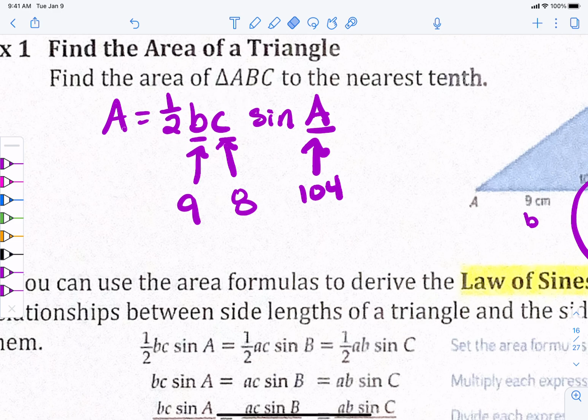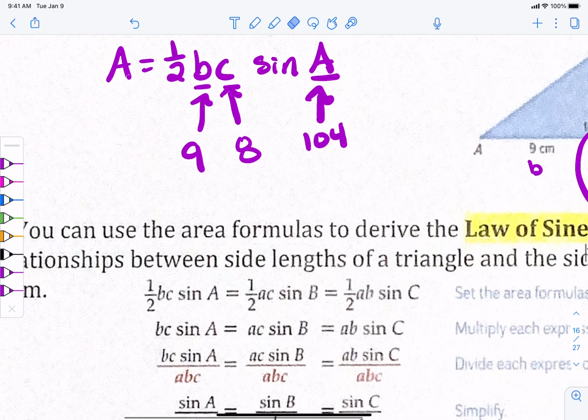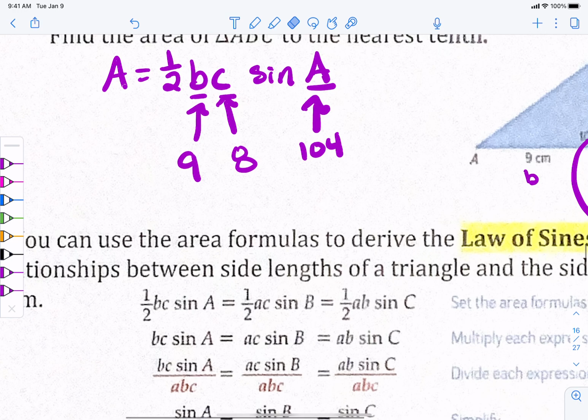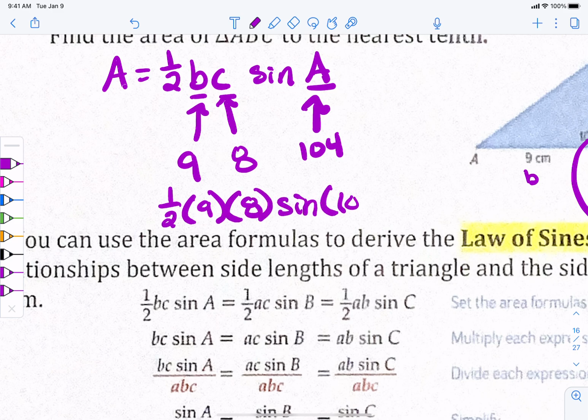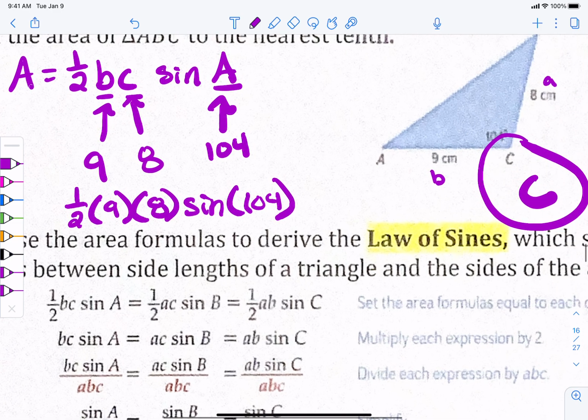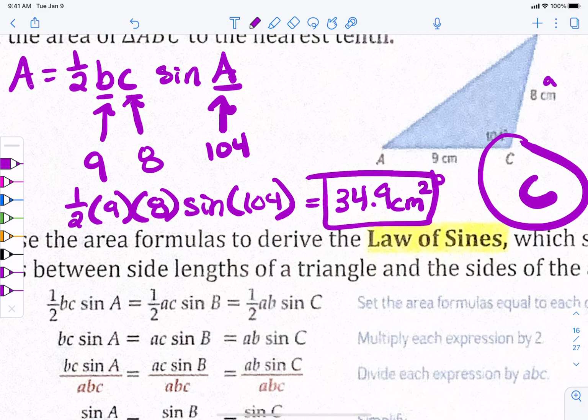I'm confused. You do sine of what is it again? 34 or something. So all we have to do is plug those numbers in. It just doesn't make sense. One half of 9 times 8 times sine of 104, and that will give us the area. 1.5 times 8. What is it? 34.9. 34.9? And that's in centimeters squared. Make sure you put the square on it. 34.9 centimeters squared. Okay? That's how that works.